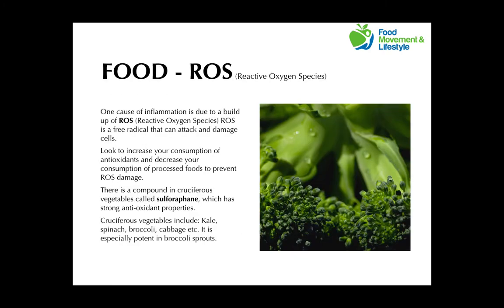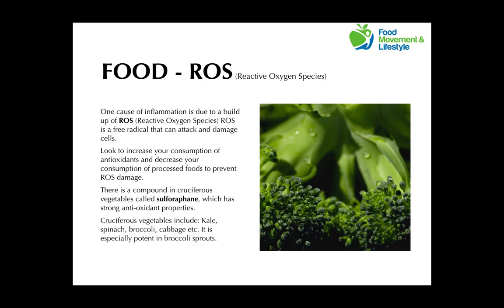So we're going to talk about reactive oxygen species. One cause of inflammation in the body is a buildup of ROS, reactive oxygen species. It's a free radical, and this free radical can damage and attack cells. If any cells get damaged, your immune system is going to turn on, inflammation is going to turn on. So you're looking to increase your consumption of antioxidants and decrease your consumption of processed foods to prevent this damage.